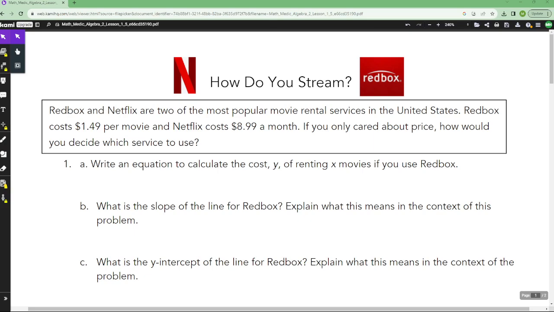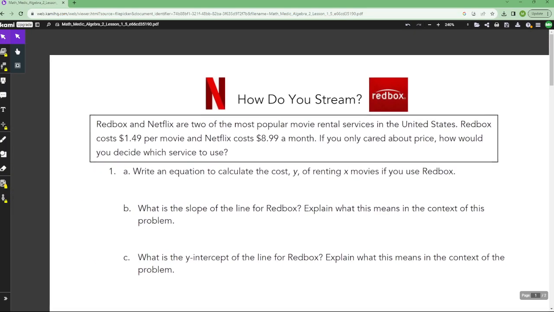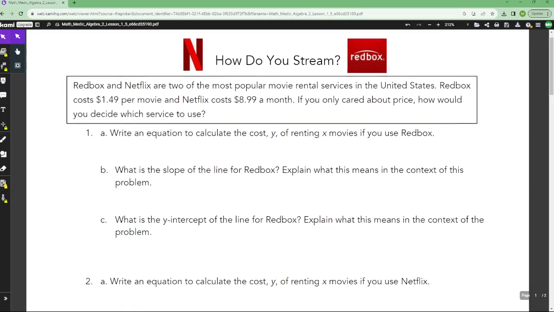Today we're going to start with an activity called How Do You Stream? Redbox and Netflix are two of the most popular movie rental services in the United States. Redbox costs $1.49 per movie and Netflix costs $8.99 a month. If you only cared about price, how would you decide which service to use? Today we're going to take a look at that.